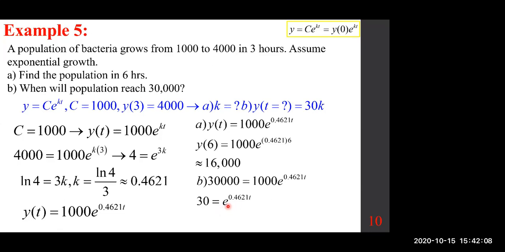Take a natural log of both sides. The left side, ln of 30, the right side becomes the exponent only. So ln of 30 equals 0.4621 t. So what is t? ln of 30 divided by 0.4621, which gives you 7.36 hours. I hope everybody is comfortable with that, class. Okay.